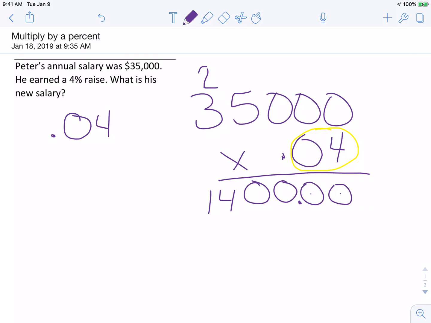What? He earned a 4% raise. So a 4% of 35,000. When you use the word of in math, that means to multiply. So he earned 4% of 35,000. 4% of 35,000 is $1,400.